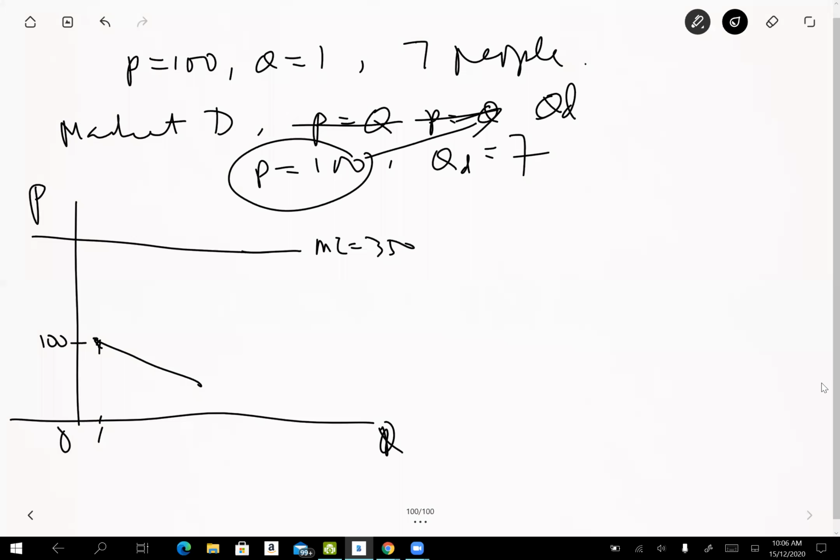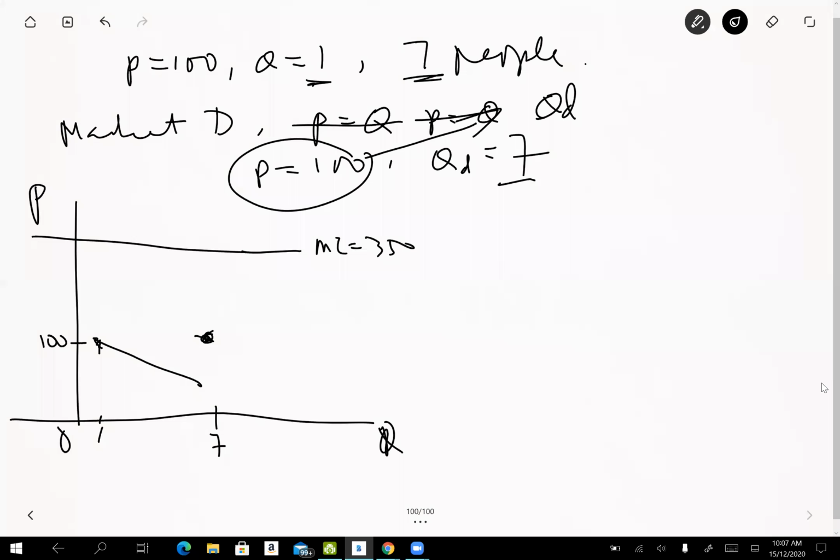If you don't know, you have to read. You have 2 more days. So you sum the quantities. There are 7 people. Everybody demands 1, so the total is 7. So your market demand will be somewhere here. Quantity 7, there will be 100. All right. So you will get the market, if you extend up, that's the highest point.